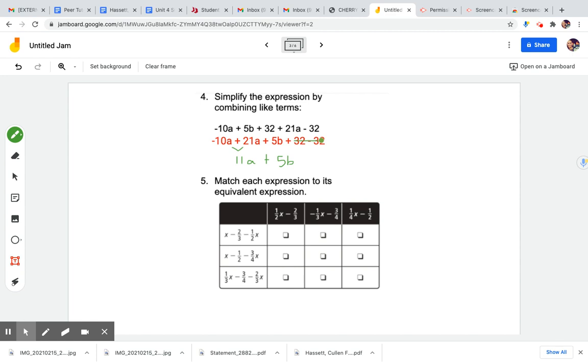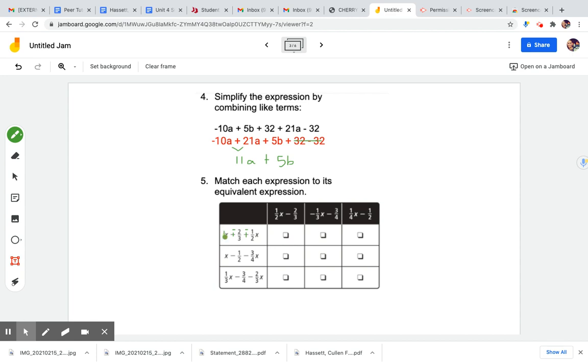When we get to number 5, these get a little tricky. We're matching these with their equivalent expression, and it's anything that it could be equivalent with. So I'm just going to change these to plus and negative because, yikes, there's a lot going on here. You might think, oh, I need a common denominator here, but -2/3, that's a constant, and a -1/2 x, that is a variable.